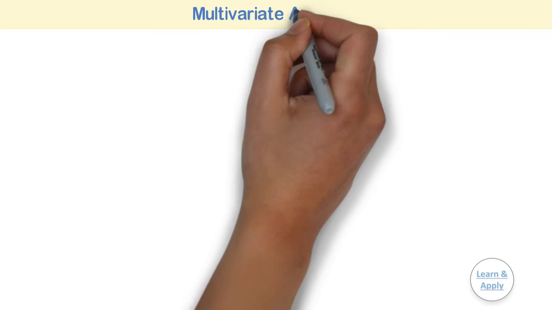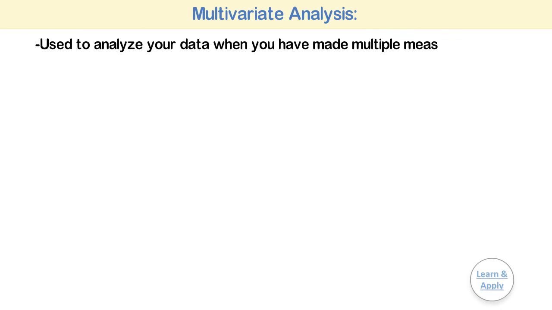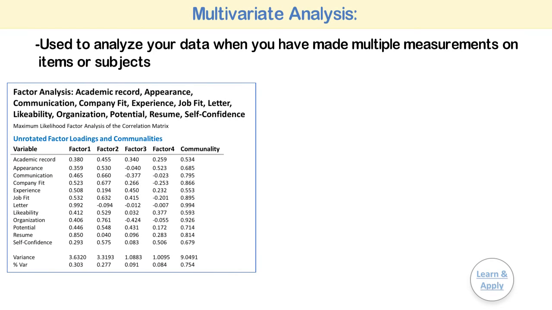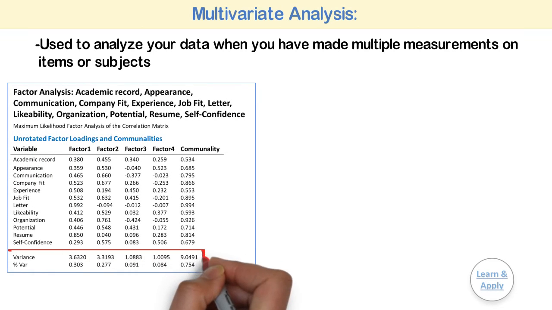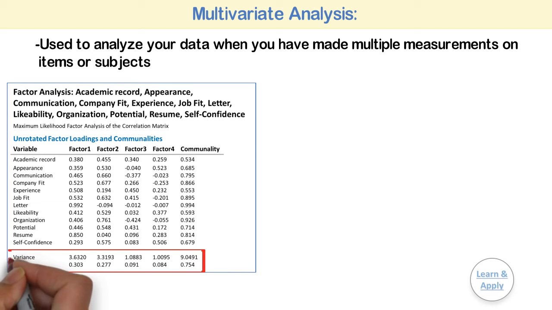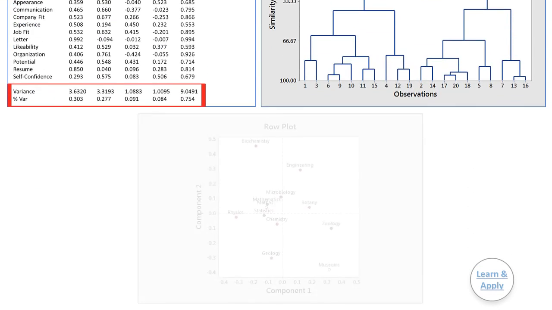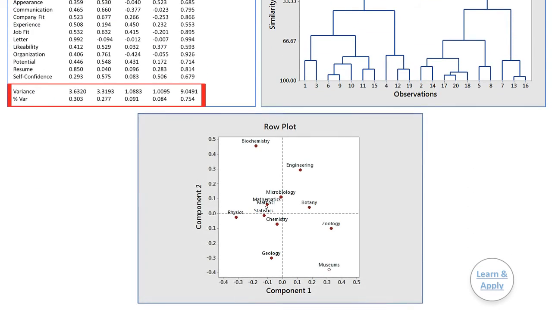Multivariate analysis. Multivariate analysis is used to analyze your data when you have made multiple measurements on items or subjects. You can use multivariate analysis to analyze the coherent structure of the data to understand it or to reduce the data dimensions, as well as to assign observations to groups and explore the relationship between categorical variables.